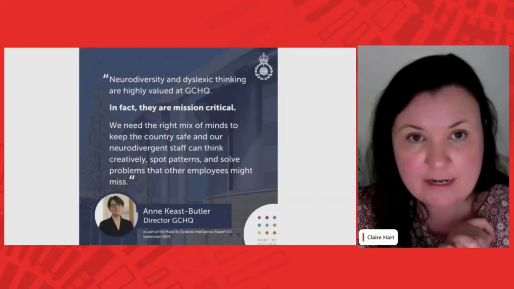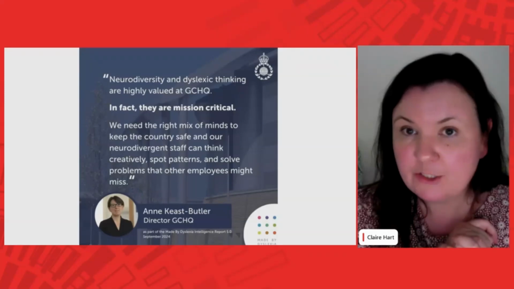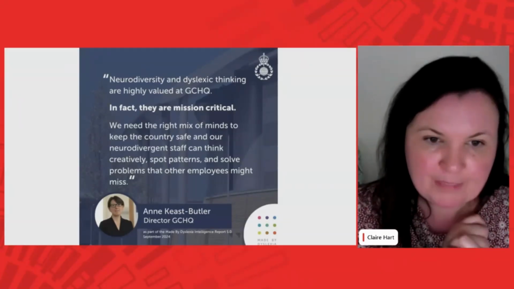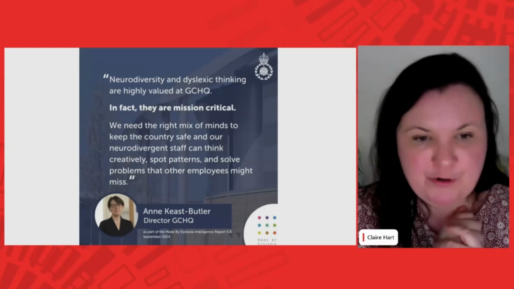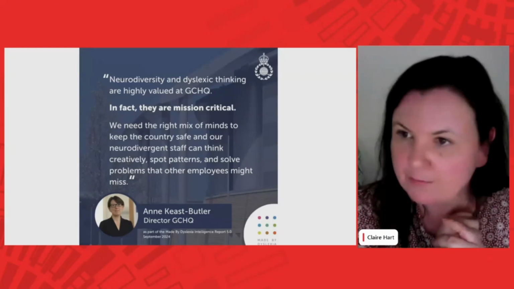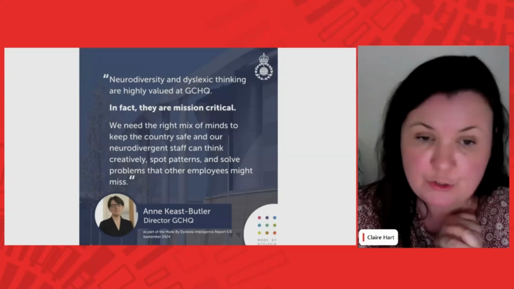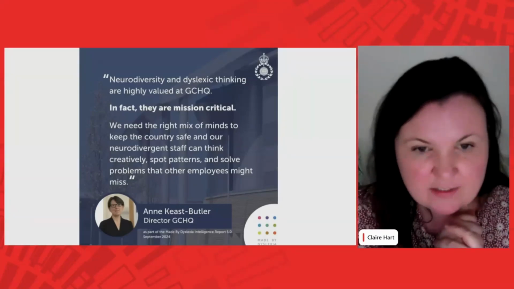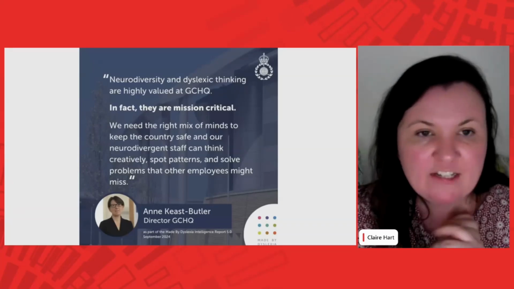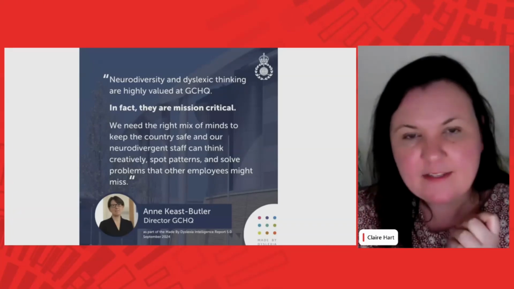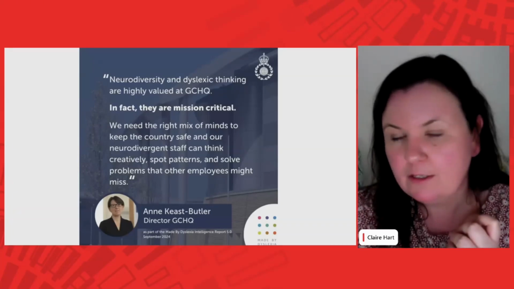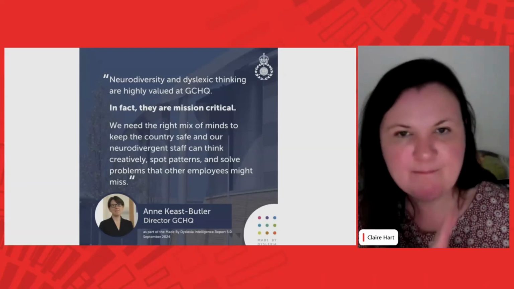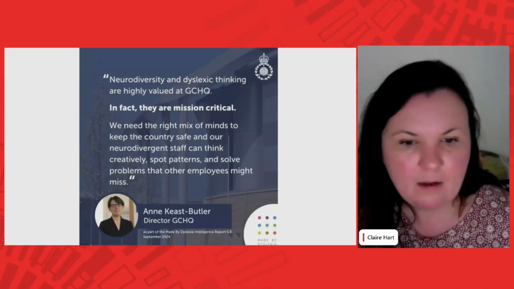Okay, so that's really great that she's making such a positive statement about neurodiversity, isn't it? So you notice she's also used the term neurodivergence. That's a term that some people use as an alternative to neurodiverse, or neurodivergence, the noun. And she separated neurodiversity and dyslexic thinking, which is interesting because usually we think of dyslexia as being part of neurodiversity, but okay, she's seeing them as different things.